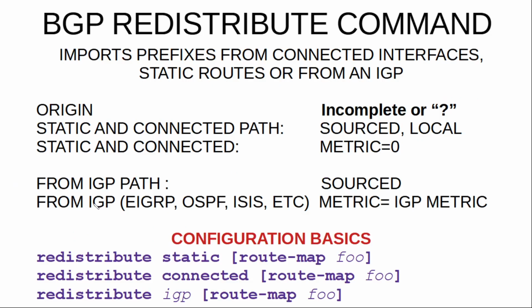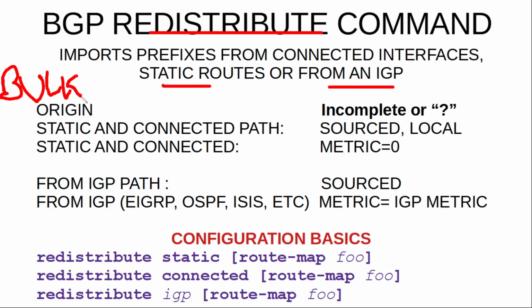Okay. Now, what happens if you use the redistribute command? It imports prefixes from connected interfaces, static routes, or from an IGP. So if you have a prefix or an IP address that lives within your router as a static route, or as a connected route, or a route that you learned from EIGRP, OSPF, RIP, IS-IS, or whatever, you can use the redistribute command to inject it. Usually these are used for bulk injections.